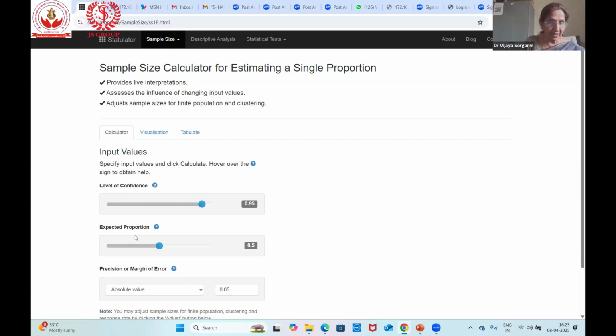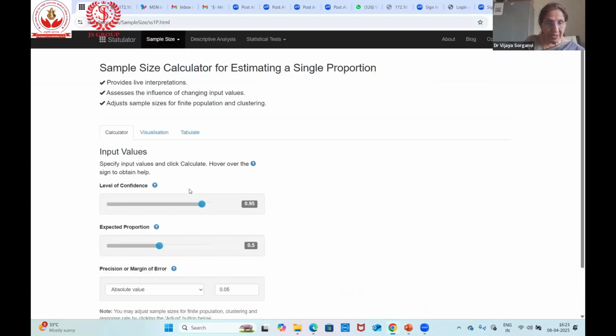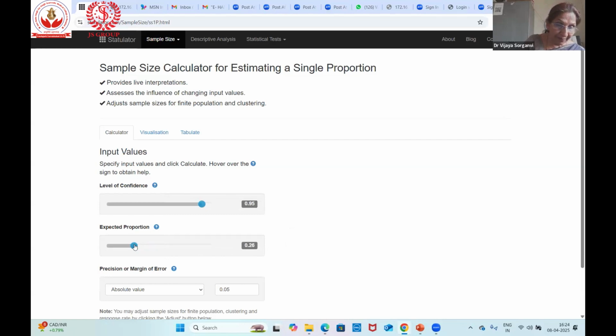Then expected proportion. So if it is 50%, 24%, that proportion we will get from the previous studies. Now, in the present, we are taking 25%. Here it is 5% in my statulator. You see how much it is there. Again, click on that, press on that with the left mouse and drag to left side up to get 0.25. Okay, now I adjusted it for 0.25.